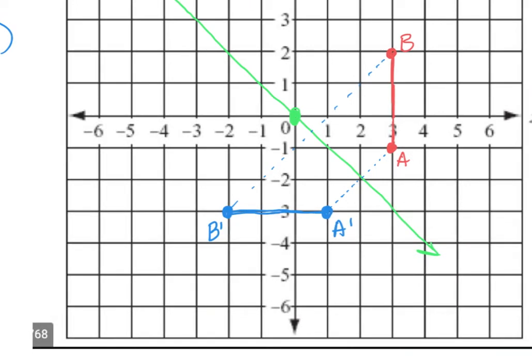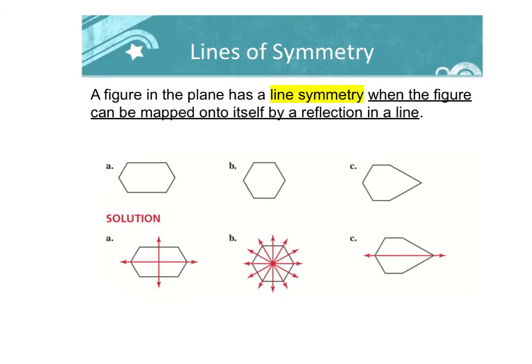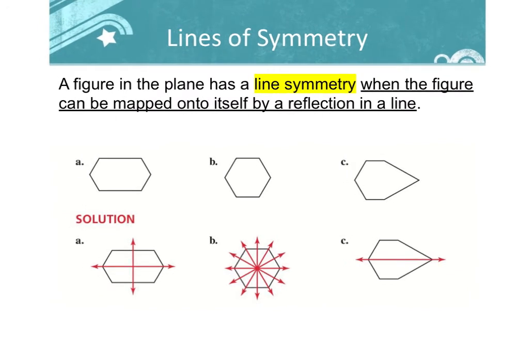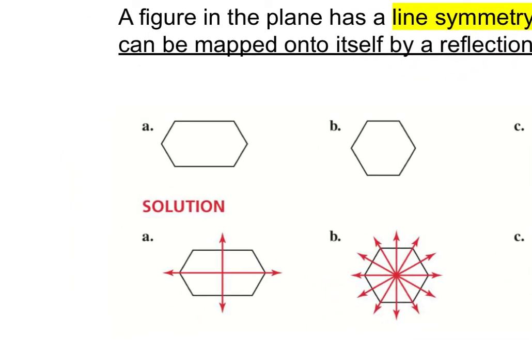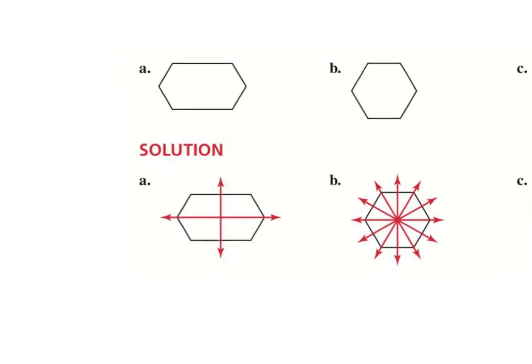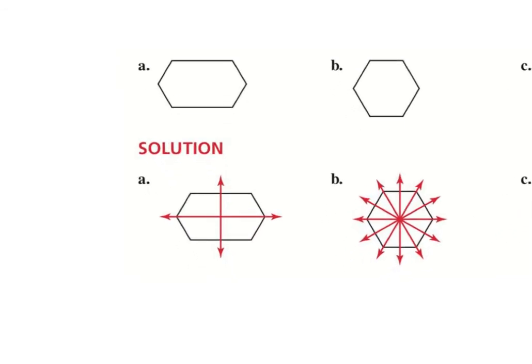All right? Okay, lines of symmetry. Okay, that was a lot, but this is a little bit simpler. Lines of symmetry. A figure in the plane has a line of symmetry when the figure can be mapped onto itself by a reflection in a line. So let's take a look at A. We've got this shape here. It has two lines of symmetry as we see from down below. You can split it horizontally and you can split it vertically.